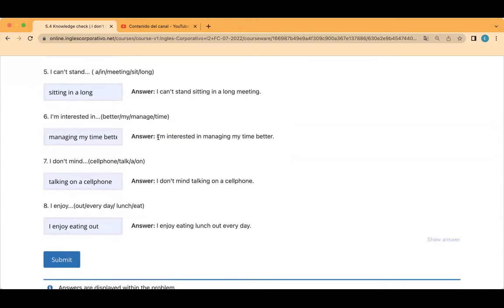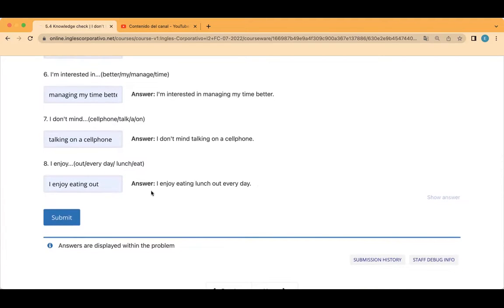Number six was, I'm interested in managing my time better. Very good. Seven, I don't mind talking on the cell phone. And the last one, number eight, I enjoy eating, not eating out, but I enjoy eating lunch out every day. So be careful with the last one, is eating lunch out every day.